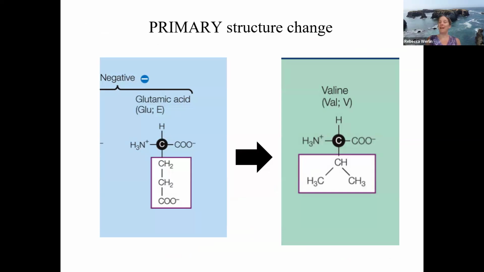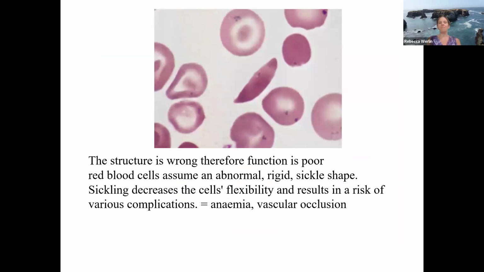So it goes from glutamic acid, a charged amino acid, to valine, an uncharged amino acid. Now, the structure has the same amount of covalent bonds. It's simply you're going from something that is hydrophilic to something that is hydrophobic. Very, very different weak charge. Very, very different structure. Very, very different function. The structure is wrong. Therefore, the function is poor.